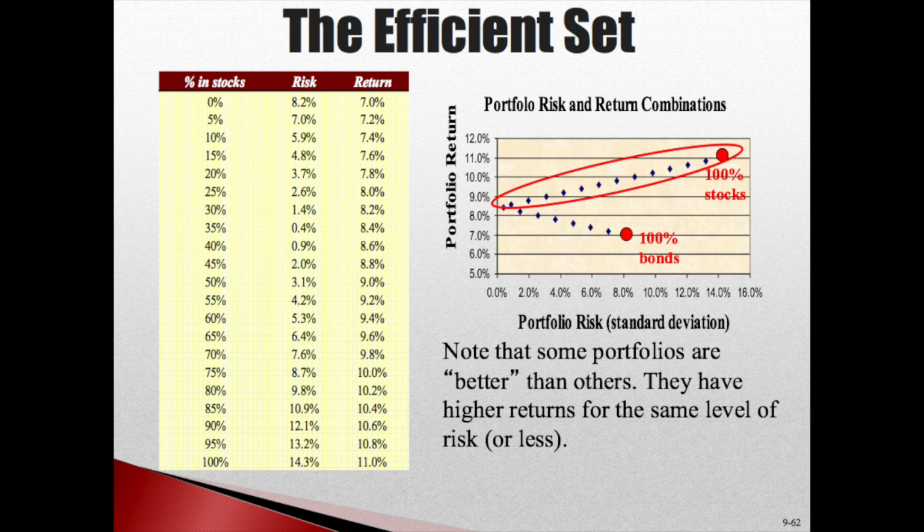So what we have here is a choice. Now, which one would you prefer, the top line or the bottom line? So when you look at the chart and all those dots, and you see the ones below have lower returns for the same amount of risk. Now, would you want lower returns for the same amount of risk? No. So if you look at this chart at, say, 30% in stocks, you have 1.4% in risk and 8.2% in return.